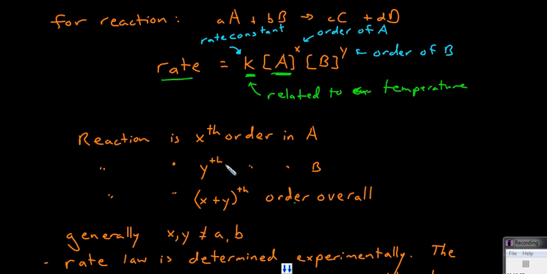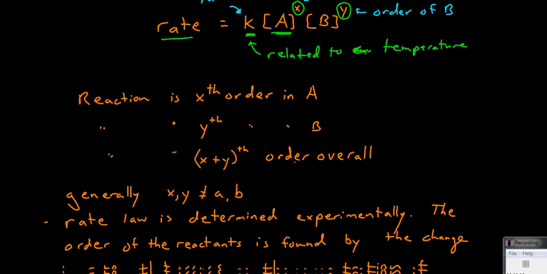Now generally, these values, X and Y, are not equal to the coefficients in front of our reactants, A and B. Occasionally they are, but oftentimes they're not, so we can't just presume these values of X and Y. In fact, in order to know these values of X and Y, we actually have to do experiments.